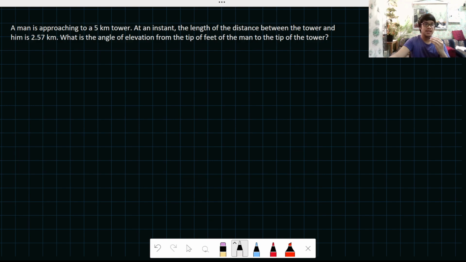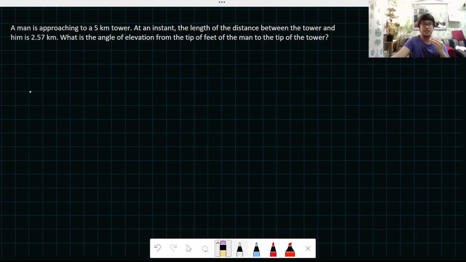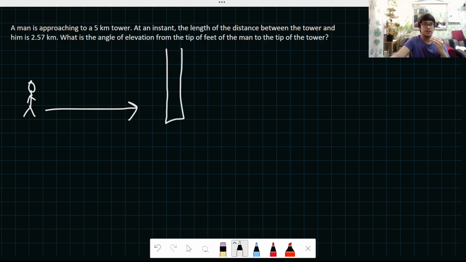So let's just say this is a man, all right? Or you know what? Let's just do a stick man figure. I think that's much better, right? So like this. And he's going to a 5 kilometer tower. So assume that this is a tower, 5 kilometers long.